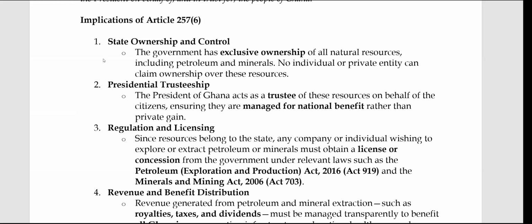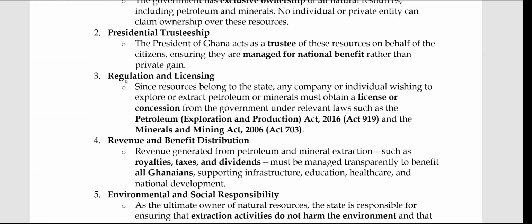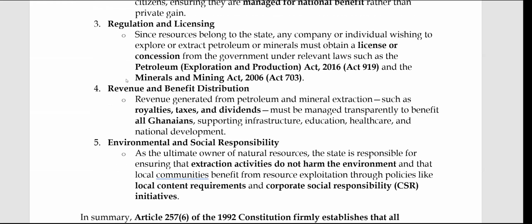Well, the state ownership implication is that the president, in control, cannot appropriate the resources for his own benefit. It also brings state ownership and control, presidential trusteeship, regulation and licensing. That's where Article 258 can come in. Also, revenue distribution, environmental and social responsibility. So these are the implications.